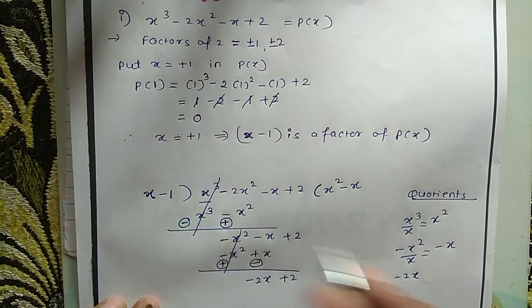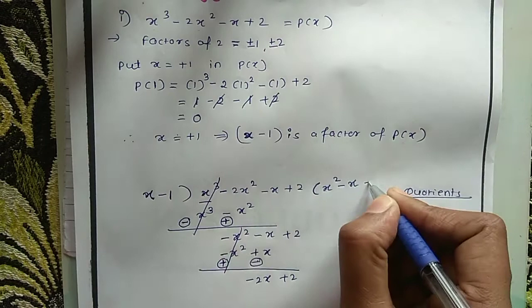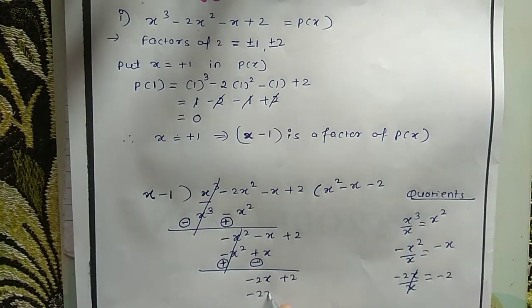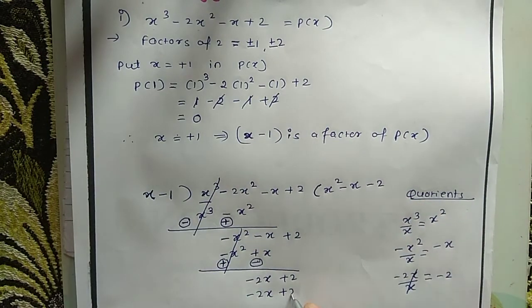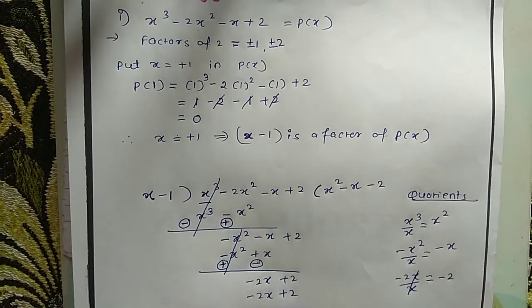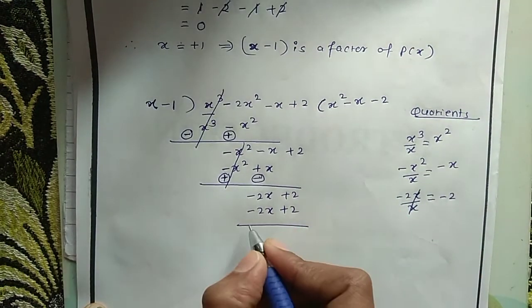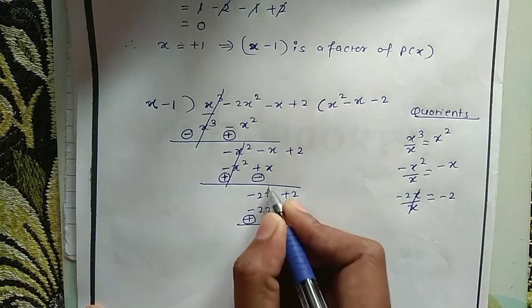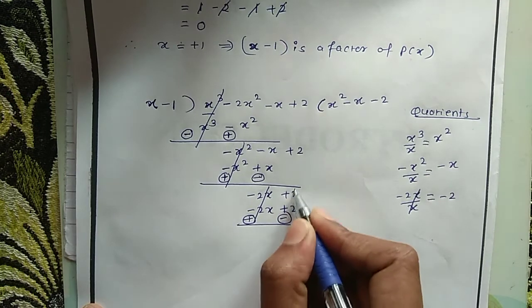Next, our focus is on eliminating minus 2x. So divide with this x. X gets cancelled. Minus 2 is the next term in the quotient. Minus 2 into x, minus 2x. Minus 2 into minus 1 is plus 2. Now as usual we have to change the sign here. Minus 2x plus 2x is 0. Minus 2 plus 2 and minus 2 will be 0.